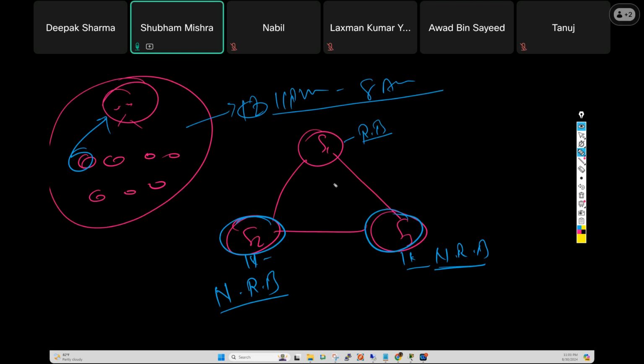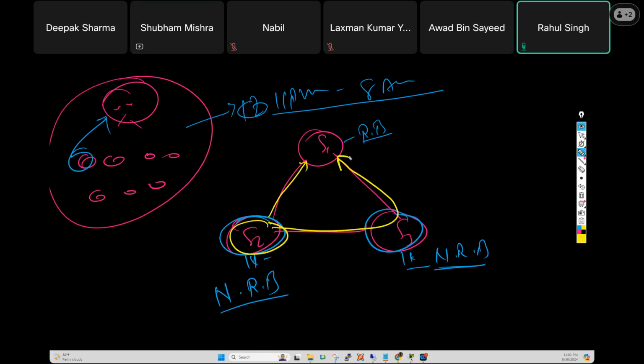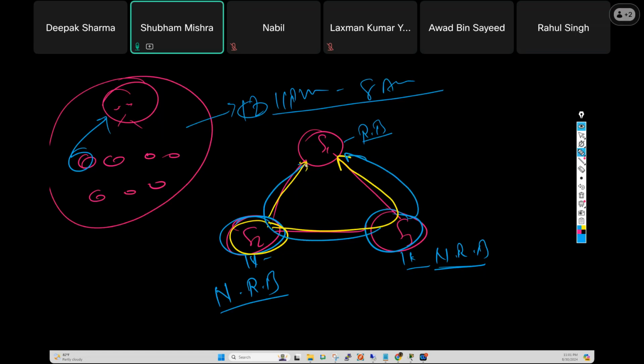With the shortest path. For example, this is the non-root bridge. So this non-root bridge can reach the root bridge. There are how many paths? Two paths. Either they can reach like this, or either he can reach like this. Yes or no, everyone? Similarly, he can reach either like this or either like this. Yes or no?